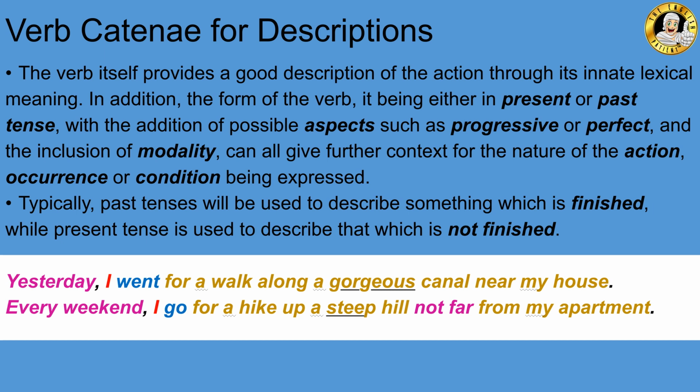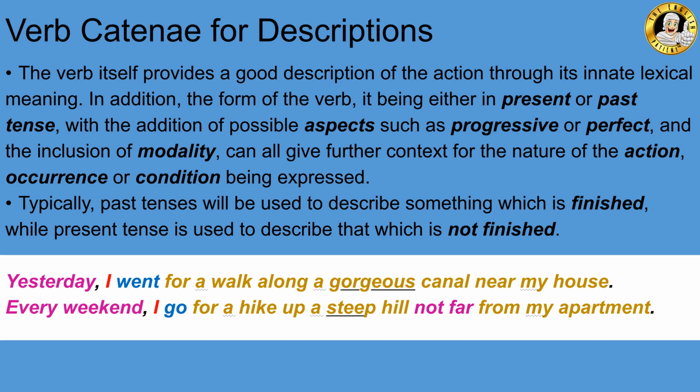Now, typically, and this is just a review here, past tenses will be used to describe something which is finished or completed. Present tense is used to describe that which is not finished or not completed. So naturally, you can guess then that present tenses are likely used for the future. For example, I am studying might mean now, I am studying tomorrow, and suddenly we're talking about the future. So that's the main difference between the two tenses we have. Past is finished, present is not finished.